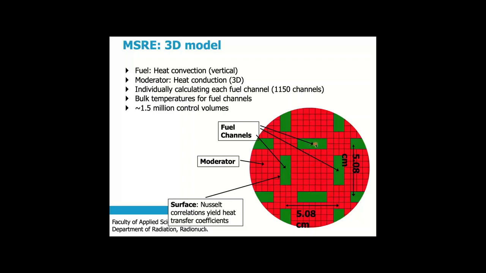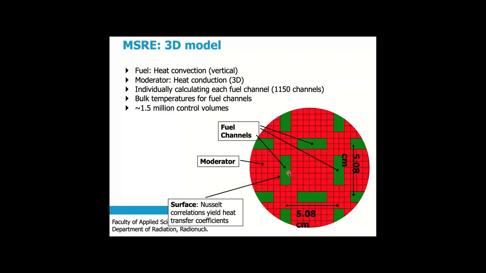And of course, the heat is then carried away by the fuel salt itself. So it sustains the fission reaction, but of course also carries away the heat by flowing. And then these two things are of course coupled. So you could say there are two types of thermal physics in this problem. One is the graphite conduction and one is convection of heat through the fuel channels.